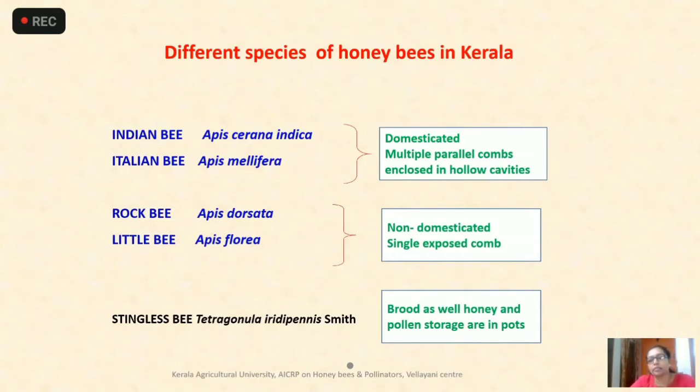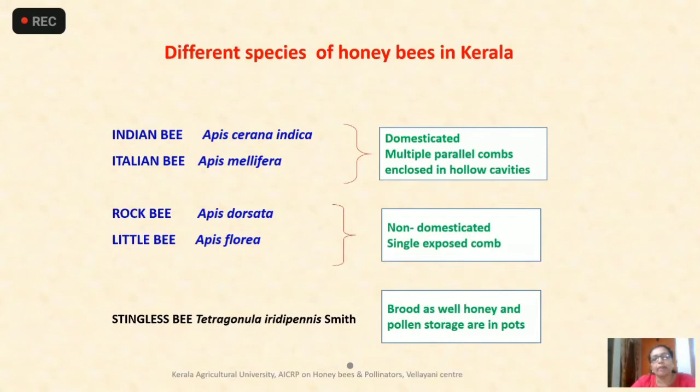The other one, the non-domesticated type, possesses only a single comb, and you can see they may be attached to branches or to an elevated region, such as the sunshade area of a multi-storied building, or on a rock. Mainly two types are there: the rock bee, Apis dorsata, and the little bee, Apis florea. Another thing is they are seen in an exposed condition.